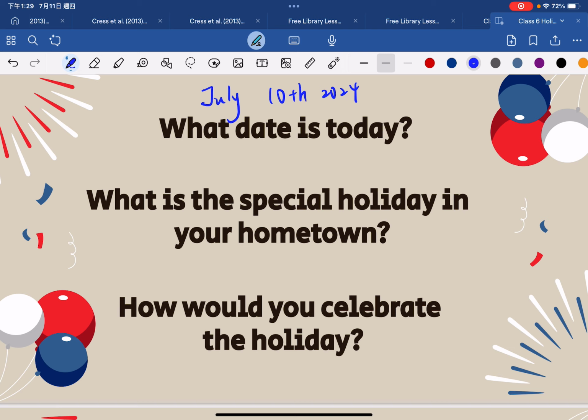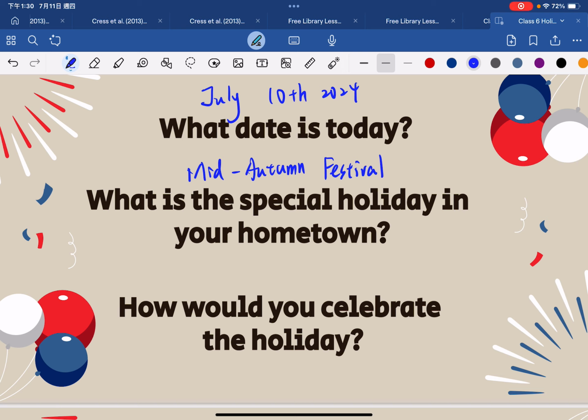So what is the special holiday in your hometown? For example, my special holiday in my hometown is called Mid Autumn Festival. On that day, people will gather around and have barbecue with their friends or with their family. So it's a really fun day for us Taiwanese.